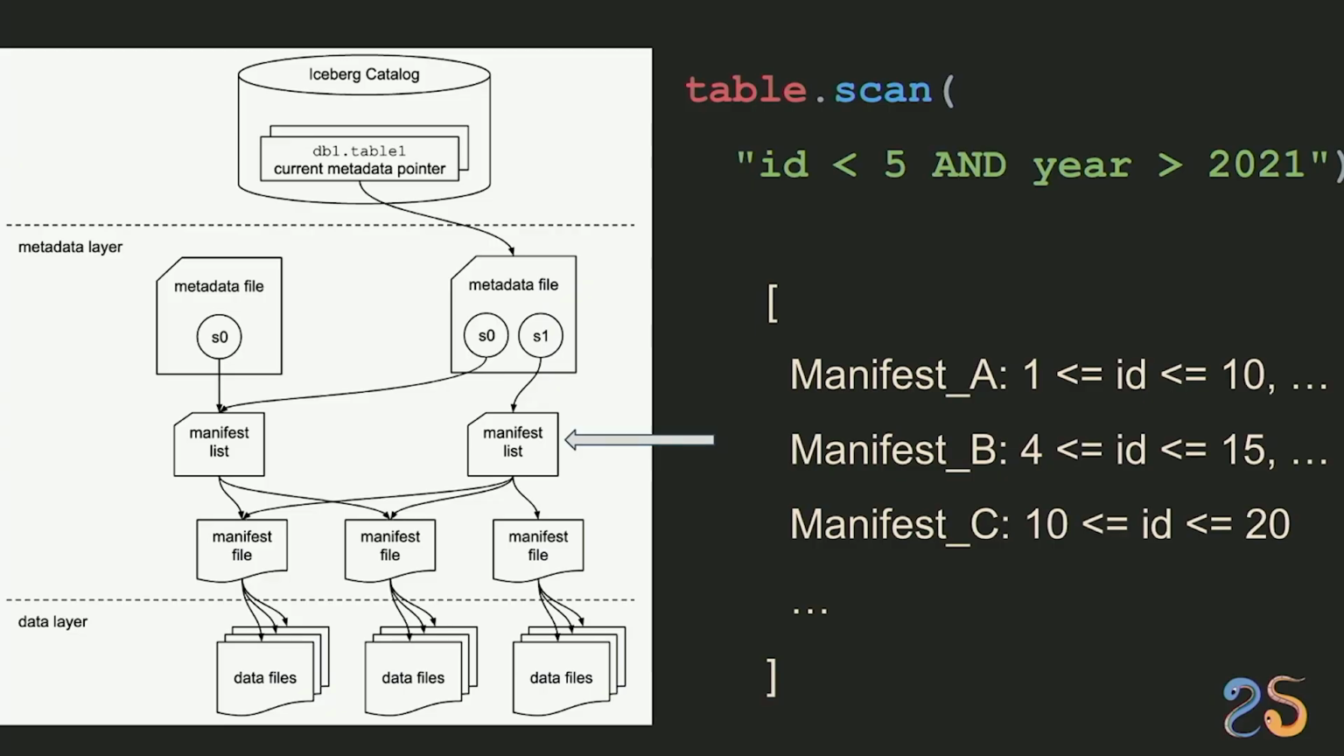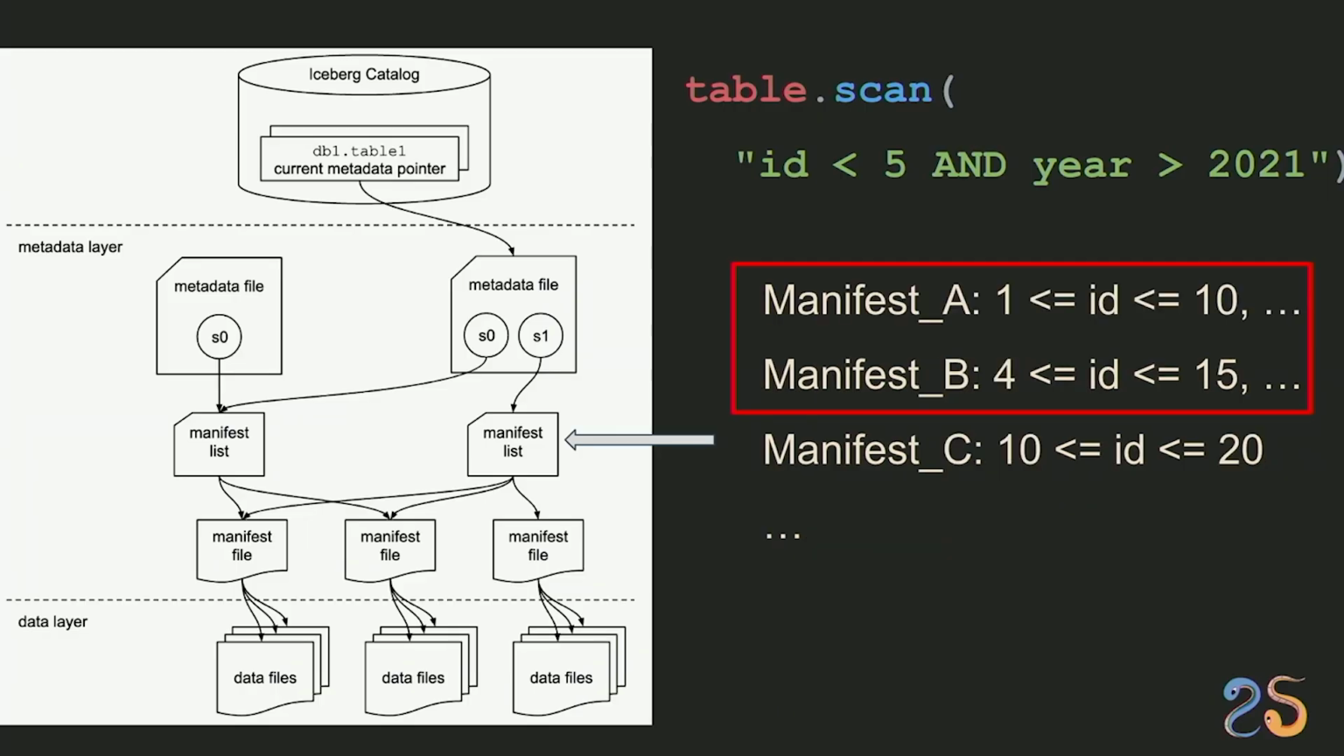In this case, for example, it contains stats like all the data in manifest A will have ID from 1 to 10. All the data in manifest B will have ID 4 to 15. And similarly, in C, all the IDs will range from 10 to 20. Since my query specifies I only want ID smaller than 5, in the result, I only need to look at manifests A and B. I don't need to look at C in my planning.